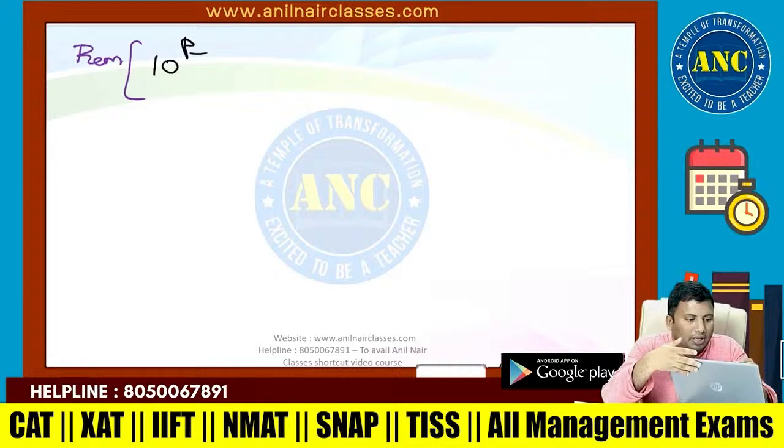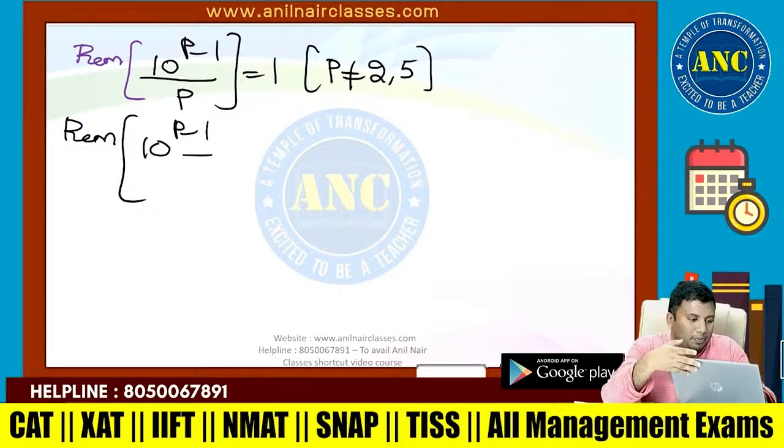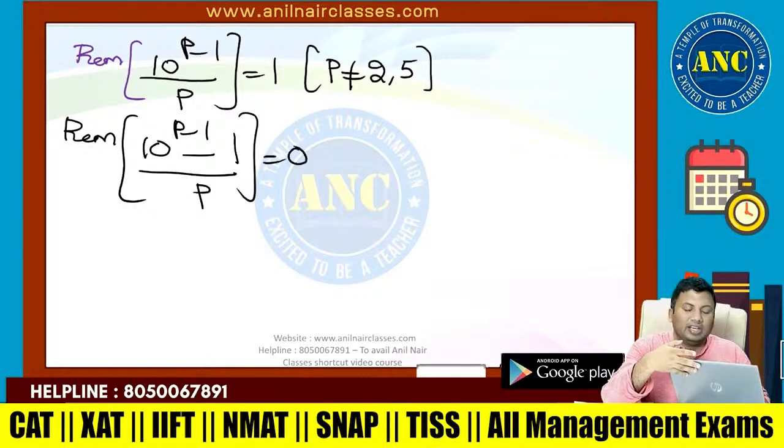10 power P minus 1 divided by P, it is 1. P is not equivalent to 2, 5. So if I keep 1 on the left hand side, this will become 10 power P minus 1 minus 1 divided by P, it is 0.